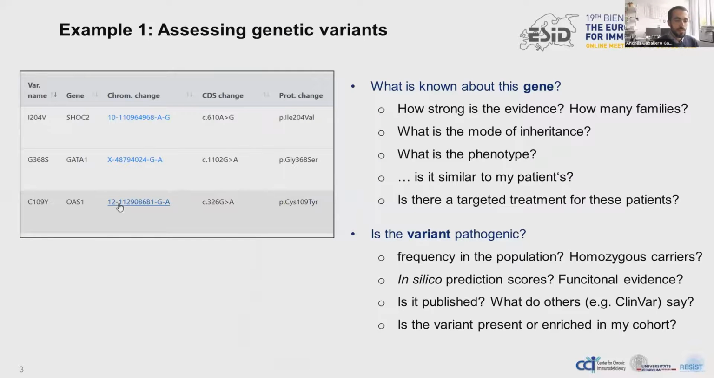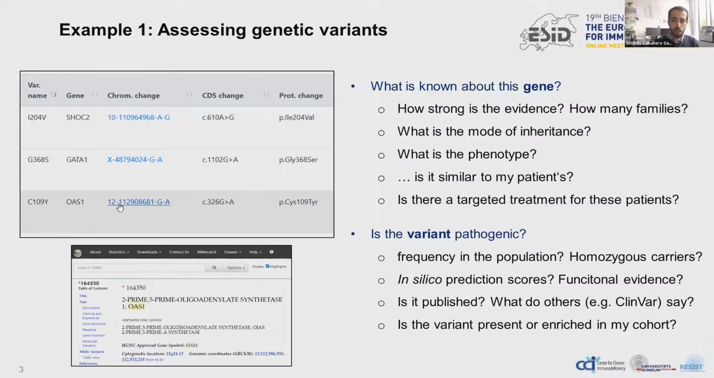These are the two examples that you might encounter while analyzing genetic data. In the first situation, you have your pre-filtered list of candidate variants, and you would ask yourself this type of question. What is known about the gene? What is known about the variant? In this case, I picked this example, OIS1, because, for instance, it is currently not registered in OMIM as a gene associated with inborn errors of immunity. And unless you know the literature or you have a specialized database such as this one, you would probably miss this mutation.